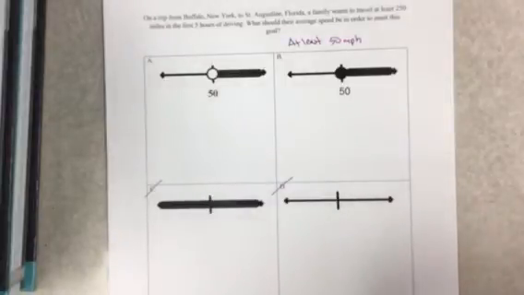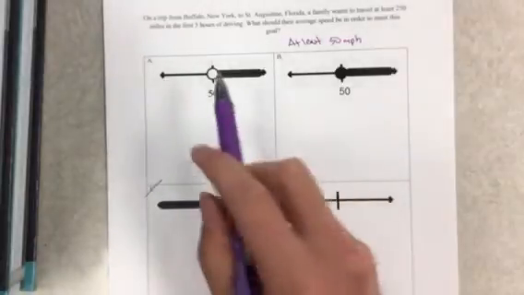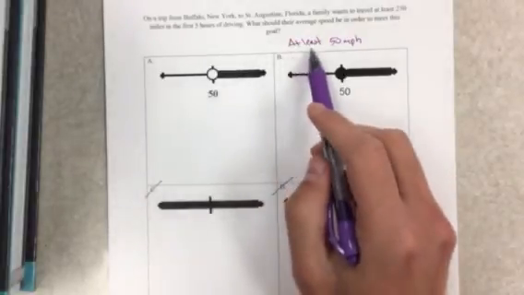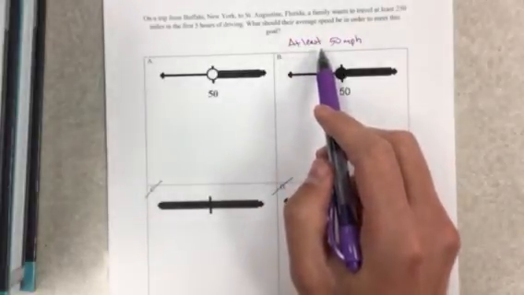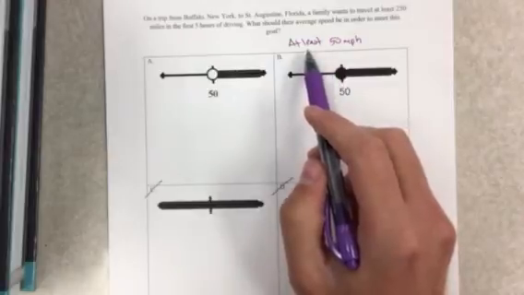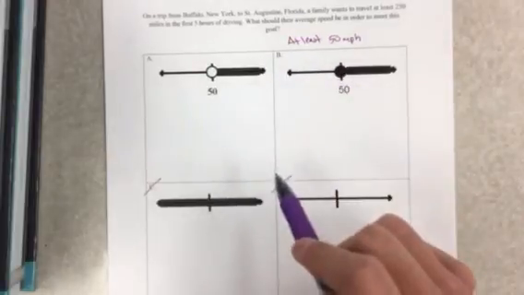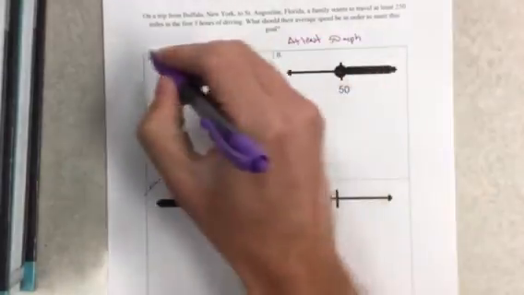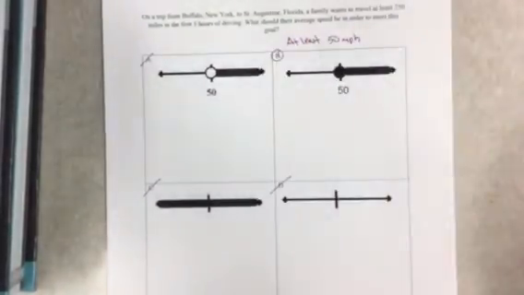But notice here that A does not include 50 miles per hour. And since we're using at least, we want to include 50 as our answer. We can drive 50 miles per hour, but you can go a little bit faster if you want. So A is not correct, but B is our solution.